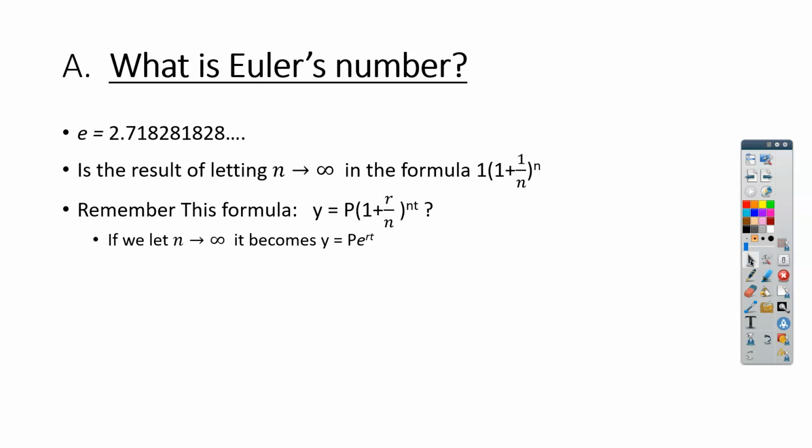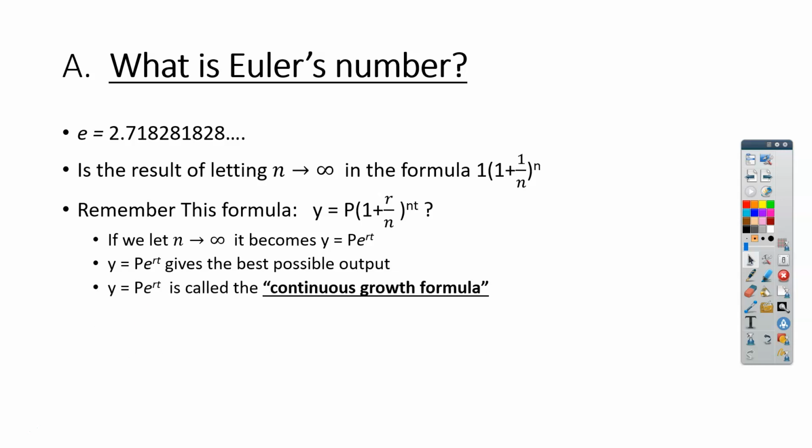Okay? And what it does is it gives you the highest possible answer you could possibly get. Every time you break up your interest rate, you get a little more, right? But E is the one that gives you the highest. Okay? So, y equals P e^(rt) gives you the best possible output. It's called the continuous growth formula.